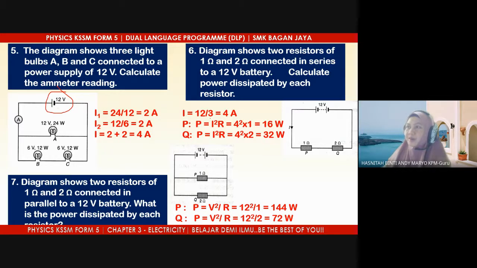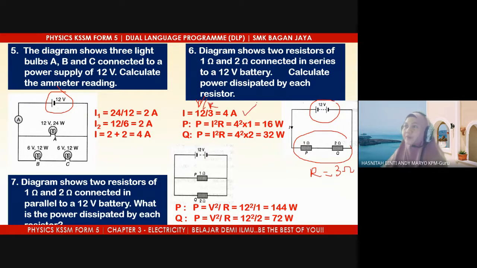Okay, let's look at the answers for these two. Question 6: find the power dissipated by each resistor. So to find power dissipated, you must first find the current flow in this circuit. How to find the current flow? You are given the supply voltage 12. From here you can find the effective resistance, right? They are in series, so the effective resistance is 1 plus 2, 3 ohm. So you can find the current flow from this one, V divide R.